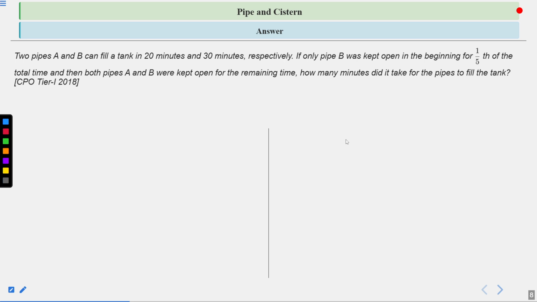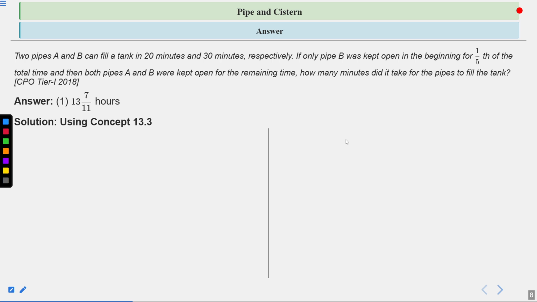So two pipes A and B can fill a tank in 20 and 30 minutes. So we take the LCM. Then we get the efficiency of A and B. Now the question says that only pipe B was kept open in the beginning for 1/5 of the total time taken by both the pipes, and then both pipes A and B are kept open for the remaining time. So we need to calculate the time it took for the pipes to fill the tank when both are open. So the correct answer of this question is the first one, which is 13 and 7 by 11 hours.